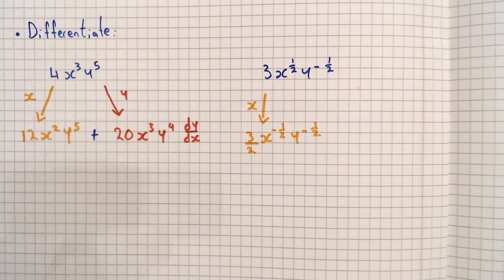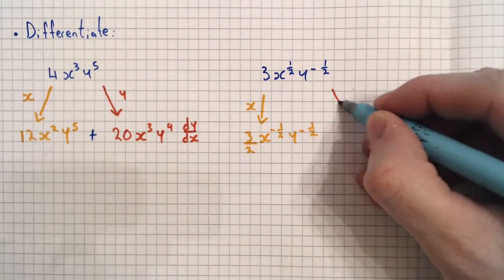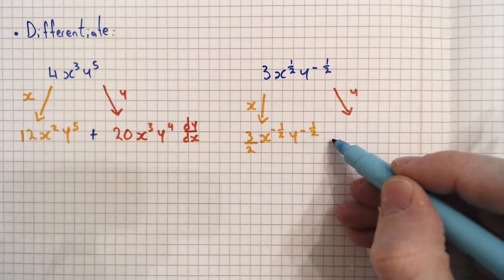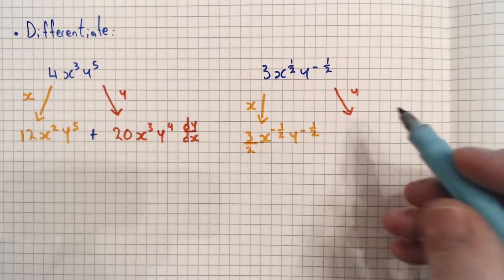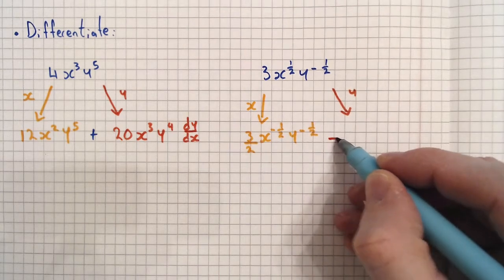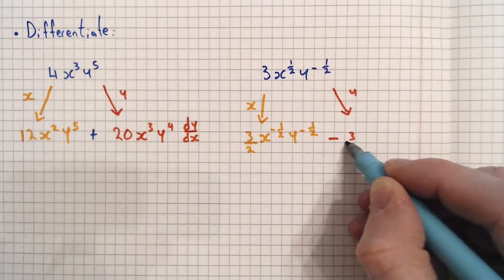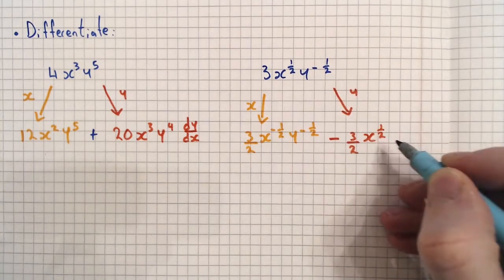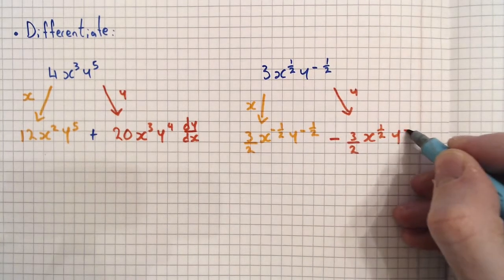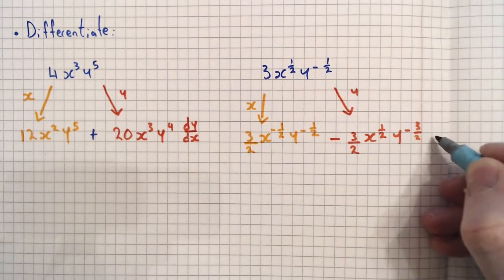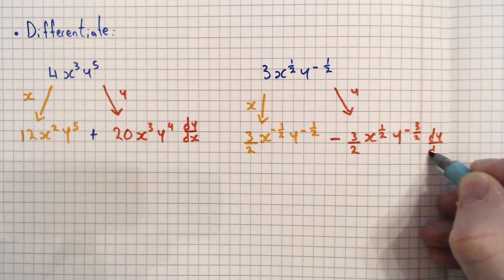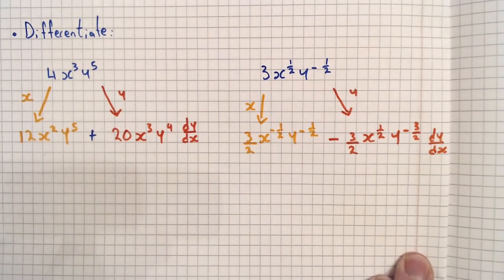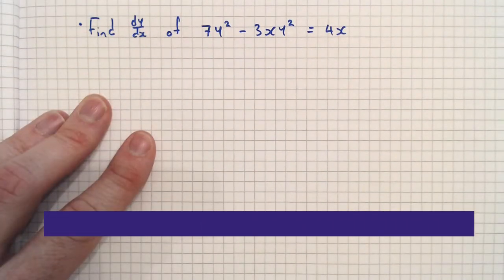Do it again, but this time differentiate 3y to the minus a half. If we differentiate 3y to the minus a half, you should have minus 3 over 2 y to the minus 3 over 2. There's also an x to the half in there that hasn't changed. And because we're doing it with a y in mind, we write dy dx when we're done. So each of these things you differentiate twice, once thinking about x, once thinking about y.